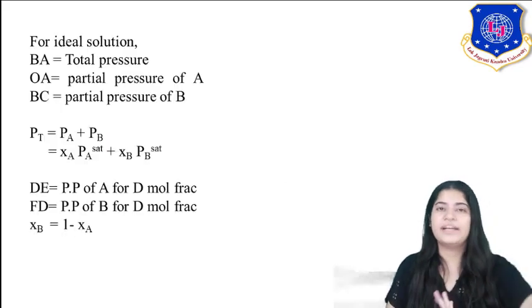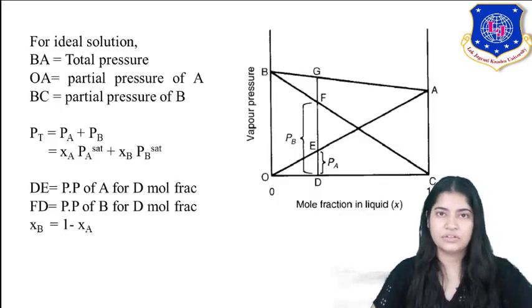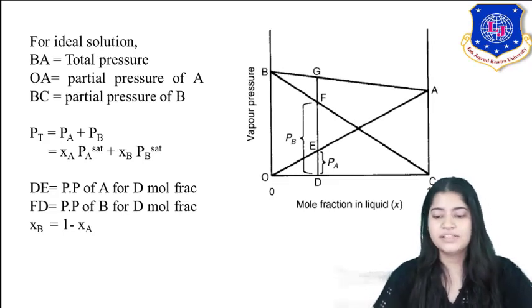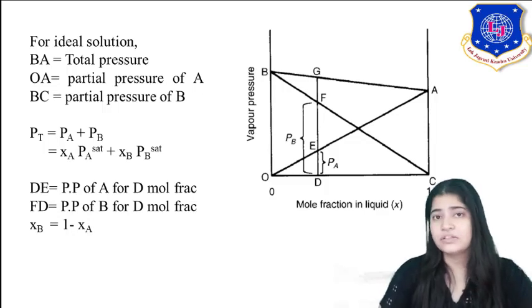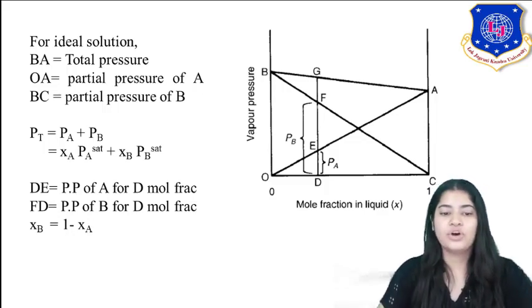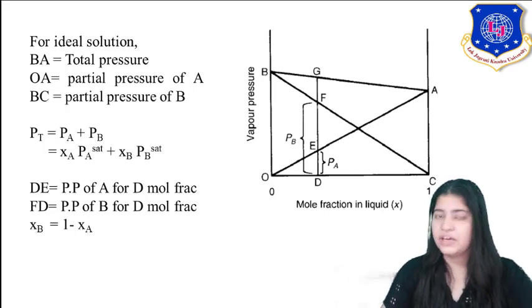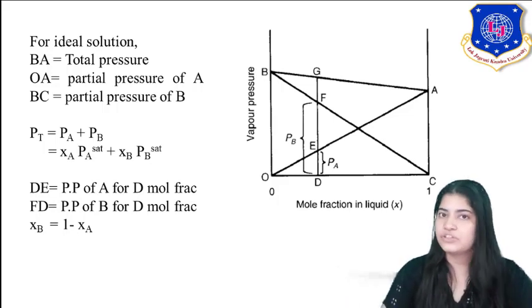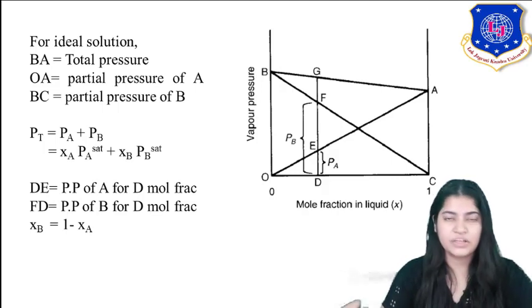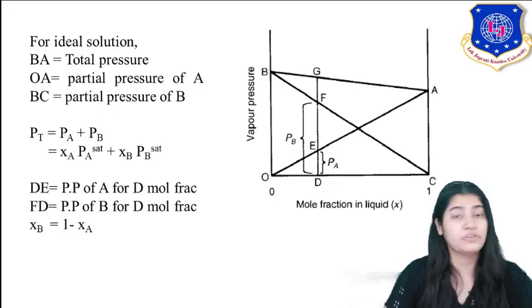Okay, so for an ideal solution, let's have a look. This is the graph of vapor pressure versus mole fraction. For an ideal solution, Raoult's law is applicable. So your OA line is the partial pressure of A, which is changing with mole fraction. And BC is the partial pressure of B, which is varying with the liquid phase composition, again X. So my total pressure PT is the partial pressure of A plus the partial pressure of B, from Dalton's law.